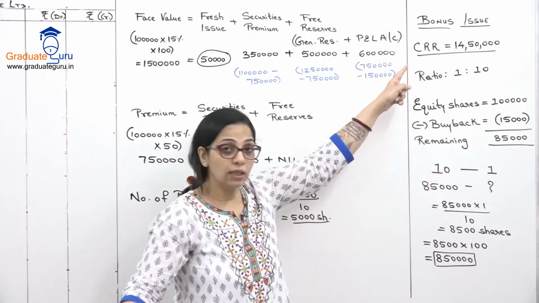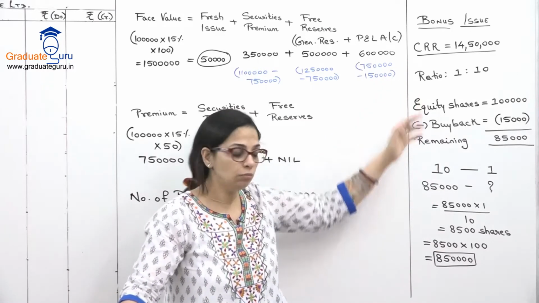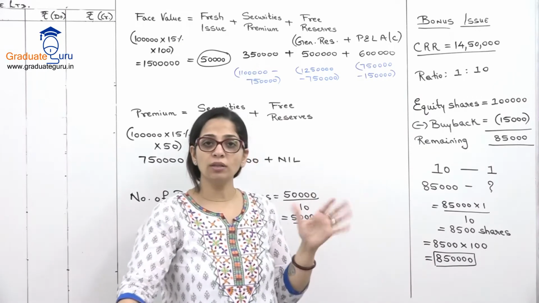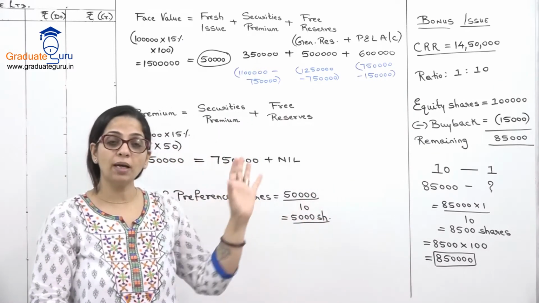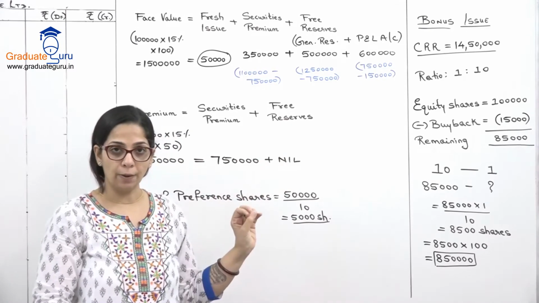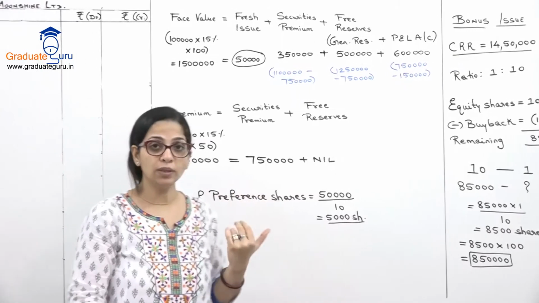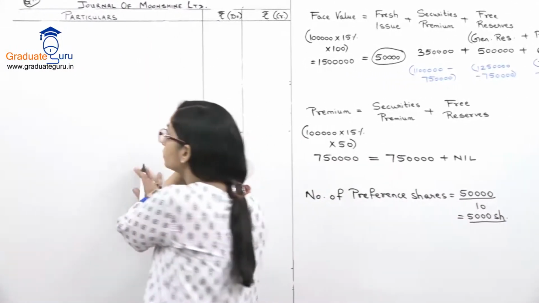मेरे पास CRR कितना है? 14,50,000. मुझे कितना चाहिए बोनस के लिए? 8,50,000. So it is more than enough. So पूरा बोनस हमारा CRR से ही निकलेगा. Okay. Now we have to pass our journal entries. So let's start with our journal entries.